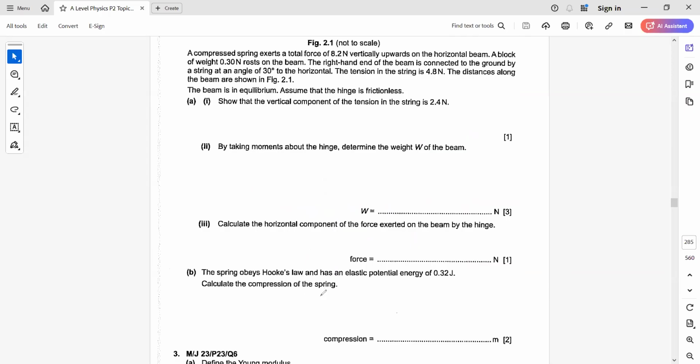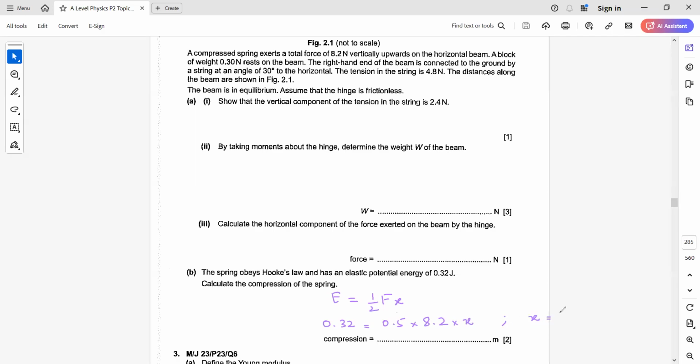Well, we have the elastic potential energy, so we have the force. We don't have a spring constant here, right? So we can use half Fx. We don't have a spring constant, so we can use this. So we have elastic potential energy, that's 0.32 joules, that's 0.5 times the force, which is what we have already figured out. It is given in the question, that is 4.2, and x is unknown. So let's find out x here.